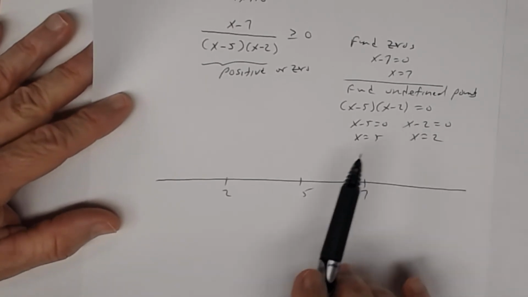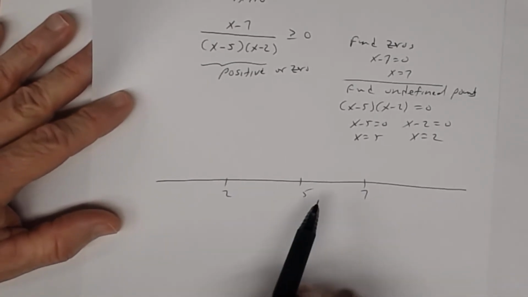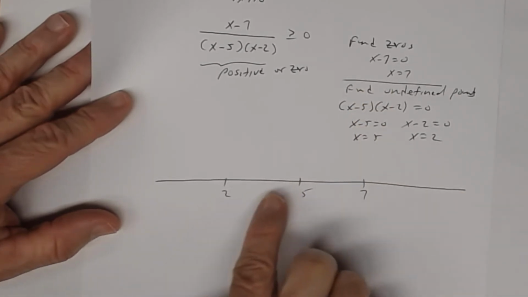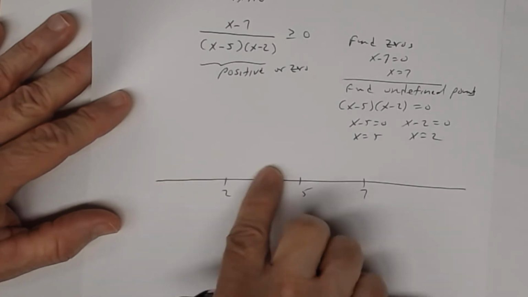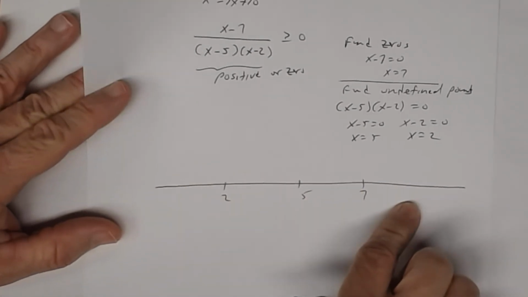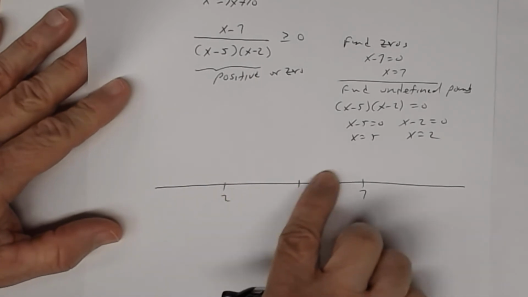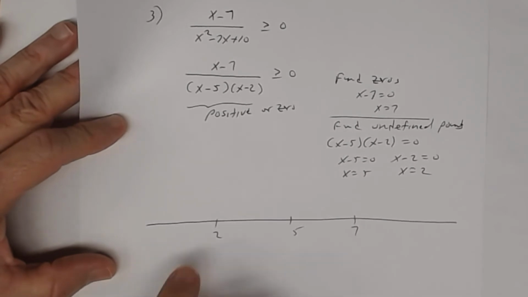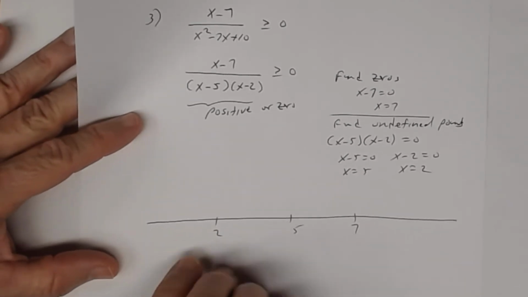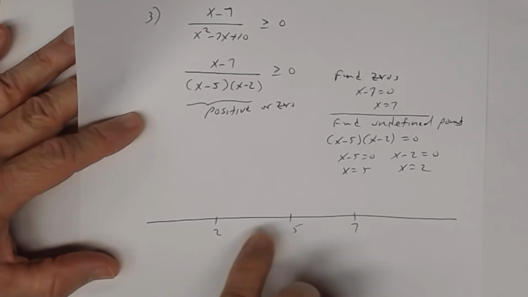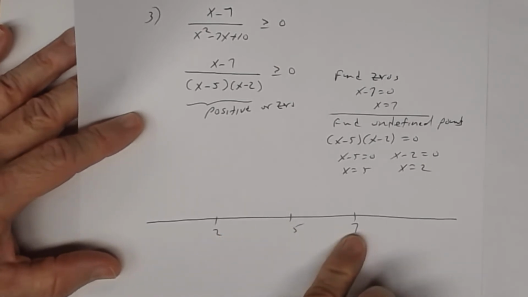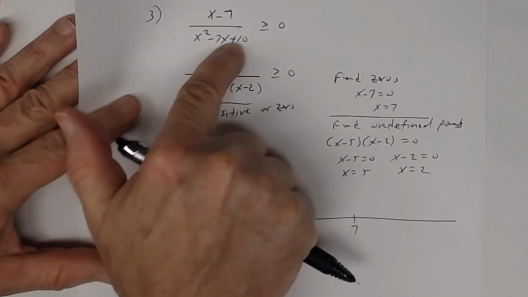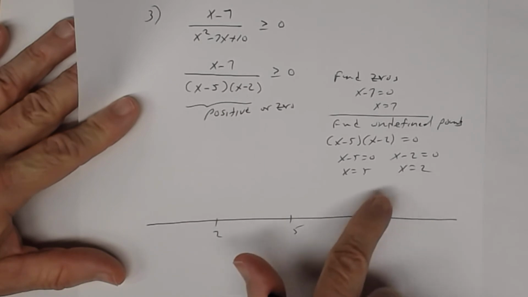All right, now keep in mind what you just found. You found the zeros and the undefined points, and those 3 numbers divide the number line into 4 intervals. And you have to determine which of those intervals will be a solution to this inequality. All right, so we got to find test points. Oh, before we do the test points, let's determine whether 2, 5, and 7 are solutions or not. Well, remember, undefined points are never solutions because that's where this rational expression is undefined. So that's 5 and 2.